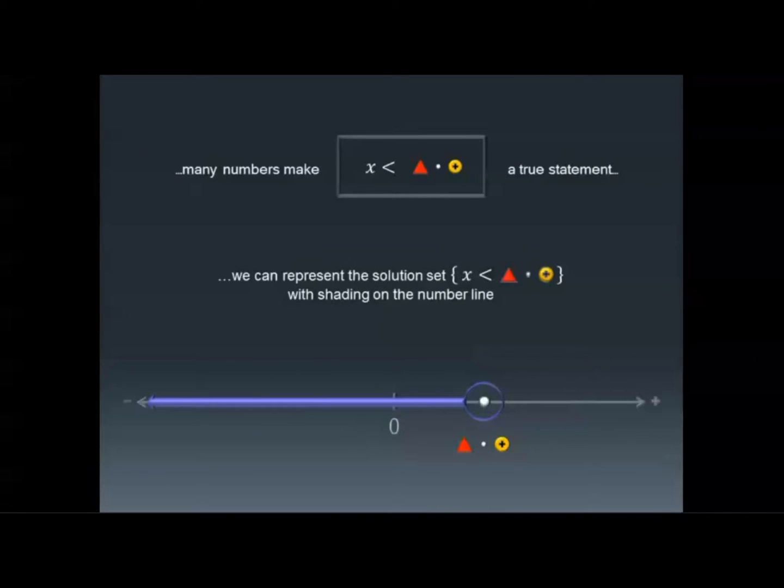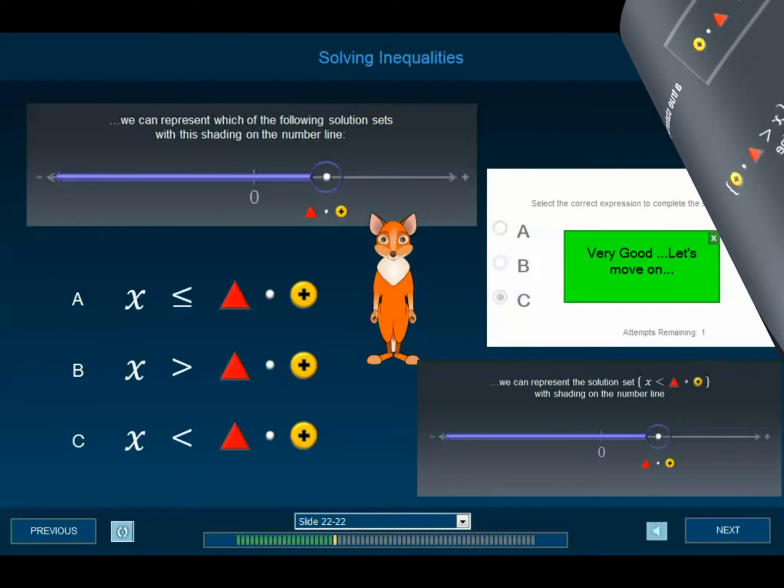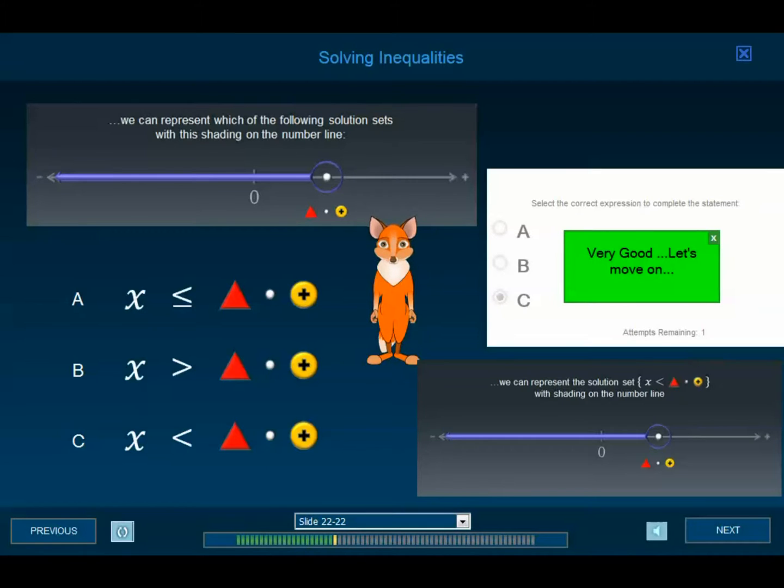We shade the points to the left of that point on the number line because those points represent the number values that are less than our expression. Good. We can represent the solution set C with this shading on the number line.